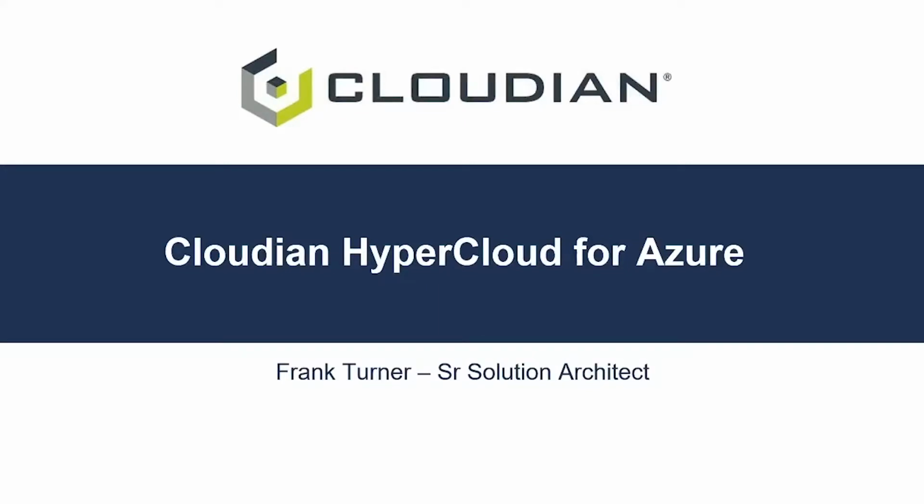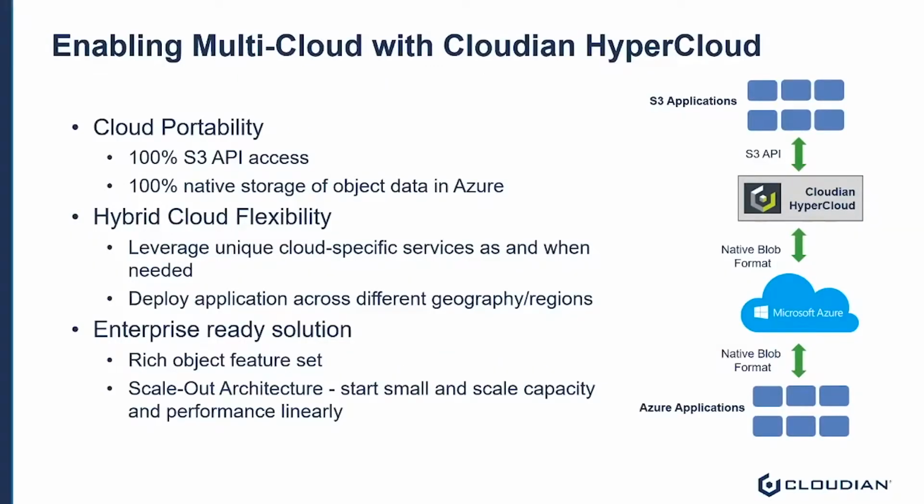I'm going to talk to you today about Cloudian's HyperCloud for Azure and give you a quick demo. HyperCloud enables the multi-cloud. And what I mean by this is that Cloudian provides S3 API access to the same objects that are natively accessible within Azure. This allows the flexibility to leverage the unique best-of-breed services and applications as needed from each cloud. And it allows you to deploy applications across different geographies and regions.